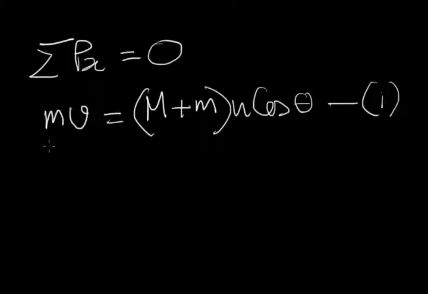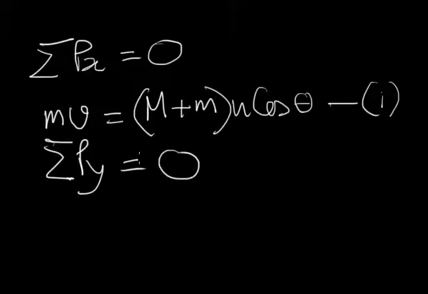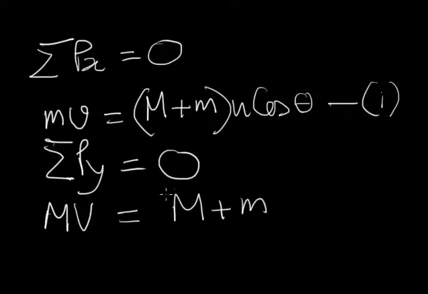And then we apply the conservation of momentum for the y-axis. When I consider it for the y-axis, we write it like this. Now this is the expression for conservation of momentum along the y-axis. That is capital M into capital V, which is initial, and then the final is (M plus m) u sin theta.